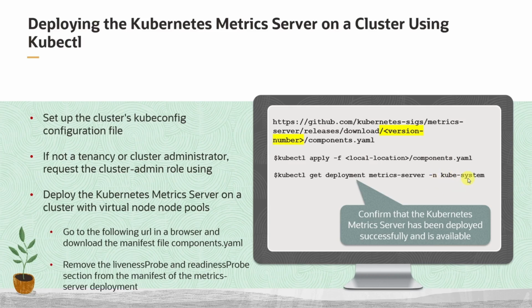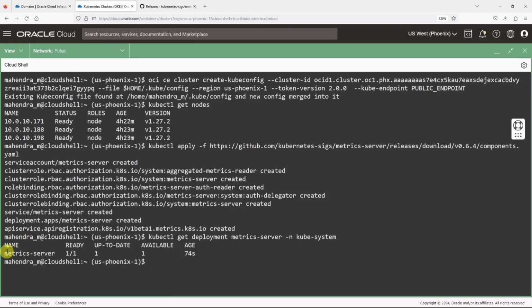The namespace is kube-system. The output will confirm whether the metric server is ready or not. As in our case on the managed node pool, the metric server was successfully deployed. With this, we come to the end of this demo where we successfully deployed the Kubernetes metric server on the container engine for Kubernetes cluster using kubectl.